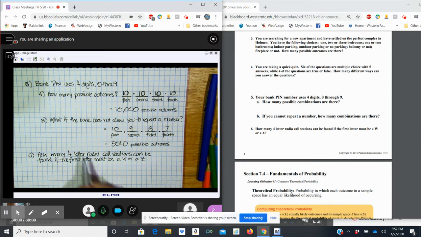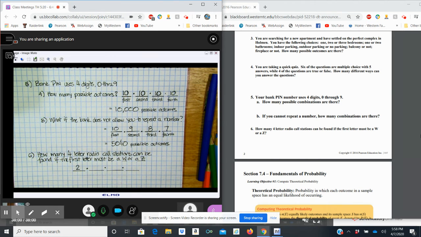Okay, so we're going to do a 4-letter radio call station. So we've got 4 of them. And how many choices do we have for the first letter? Well, the first letter has to be a W or a Z. How many choices is that? Yeah, so the first one is just 2.